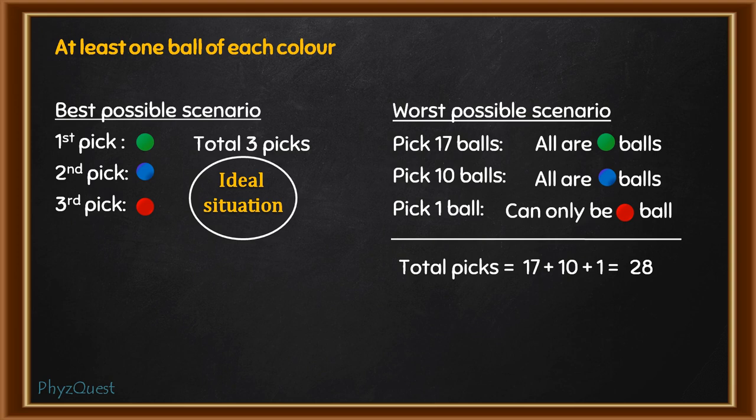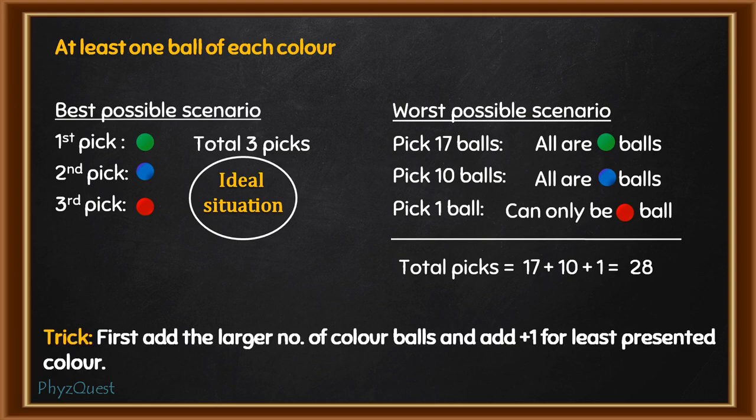The trick you can use in general, whenever such a type of question arises, is first add the larger number of color balls and then add plus 1 for the least represented color, which we have done here. The larger number of color balls are green and blue, so we add them, that is 17 plus 10 is 27, and for the least represented color, which is red, we choose plus 1. So 17 plus 10 plus 1, which is 28.